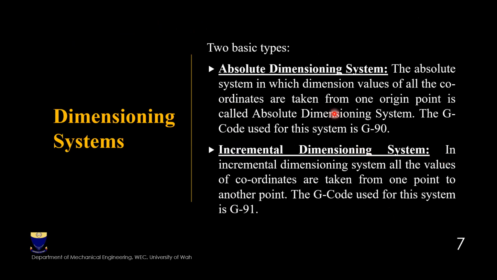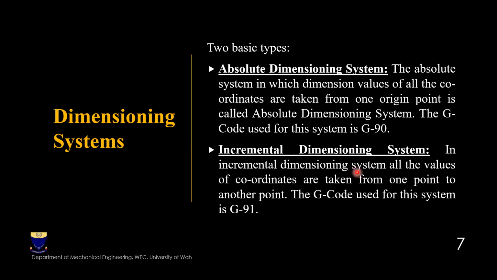So dimensioning system, there are two basic types of dimensioning system. The one is absolute dimensioning system and the other one is incremental dimensioning system. As stated from the name, the absolute system is one in which dimensional values of all the coordinates are taken from the origin point, and it is called absolute dimensioning system. And the code used for this is G90. We will discuss this with the help of a figure in the next slide.